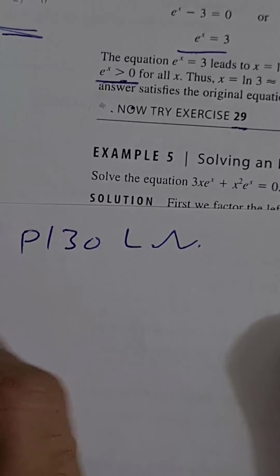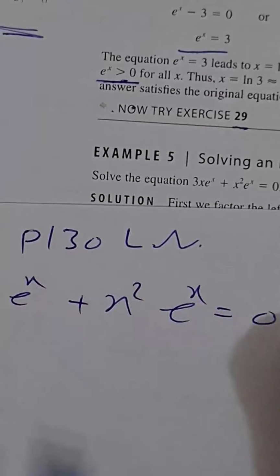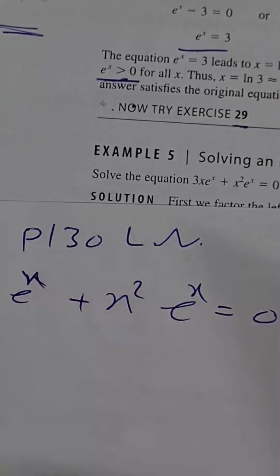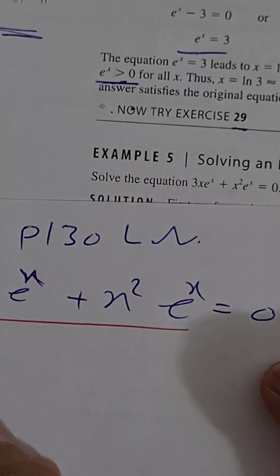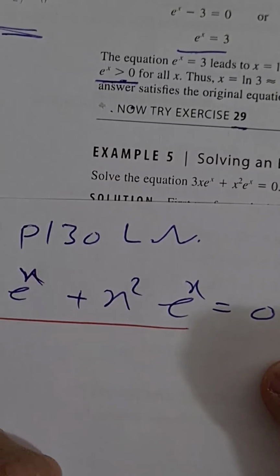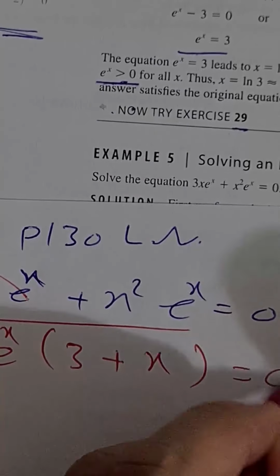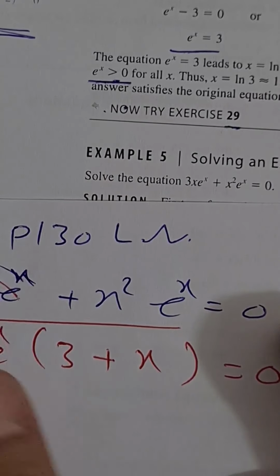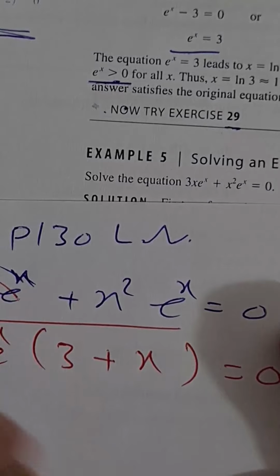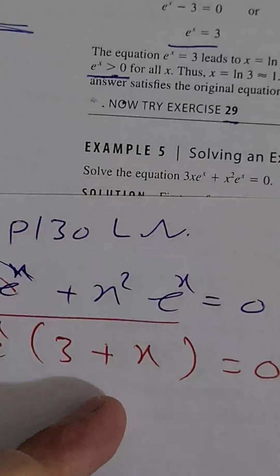If you have 3x e to power x plus x squared e to power x is equal to 0. Now, I have two terms, so I cannot solve it directly, so I will take x and e to power x as a common factor, so it remains 3 plus x. That's all that you have. So I took x and e to power x as a common factor, and x between x and x squared. That's why we got just this one.